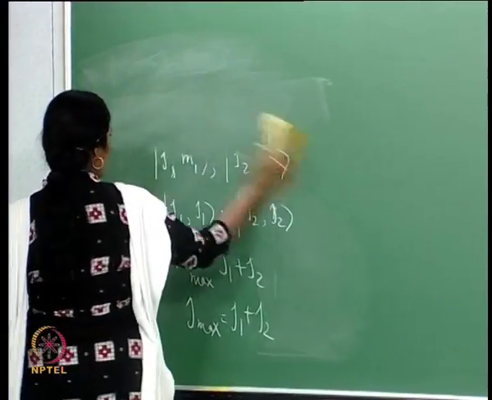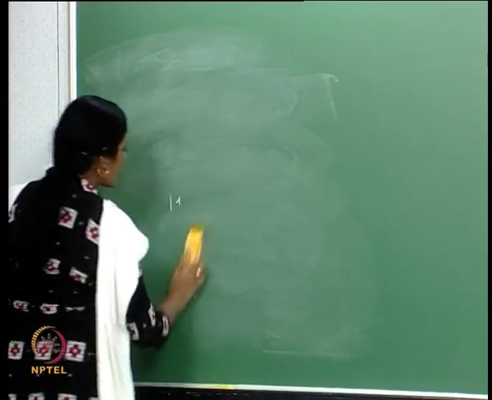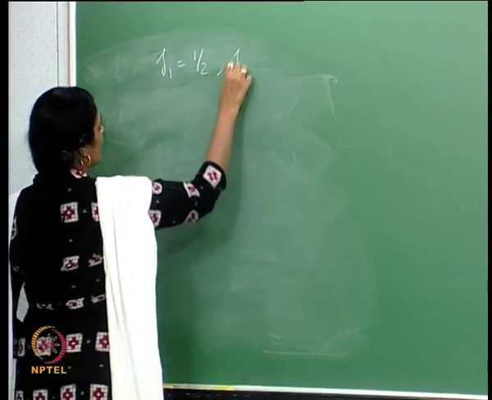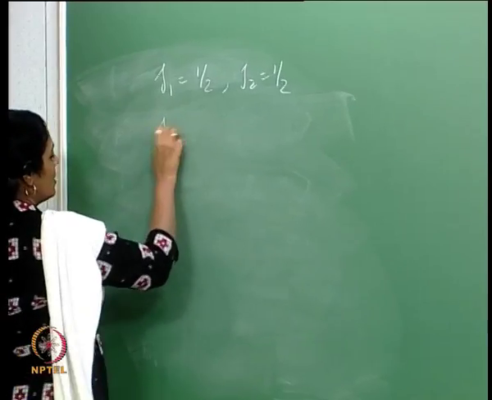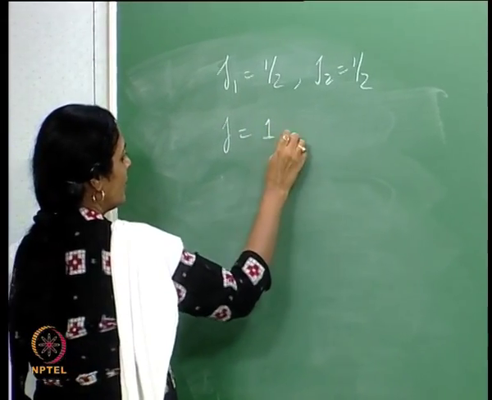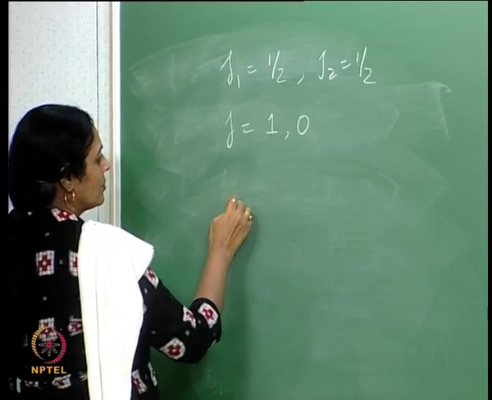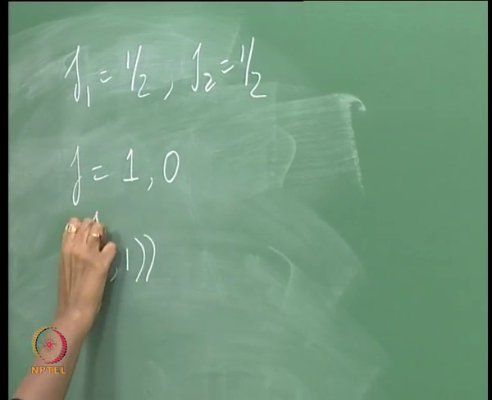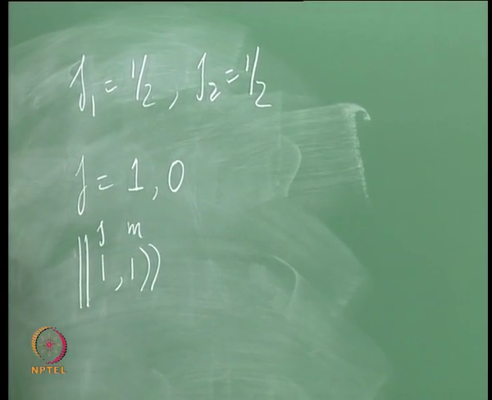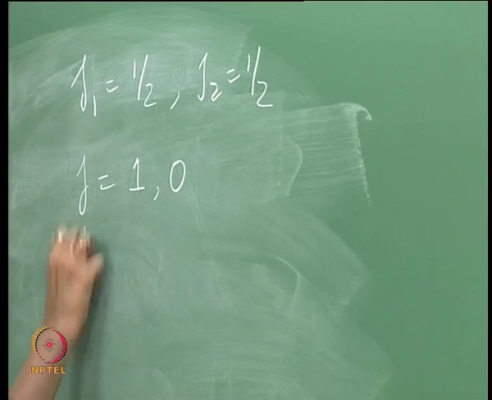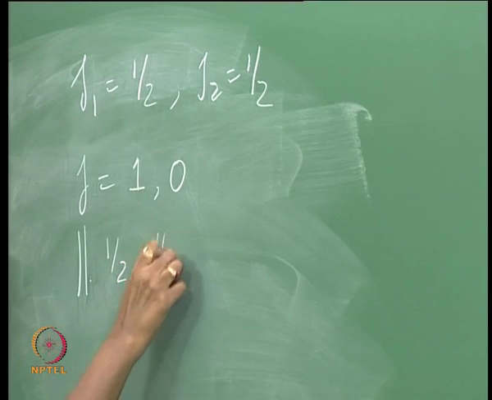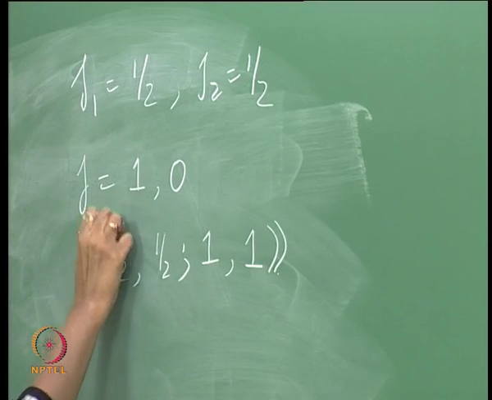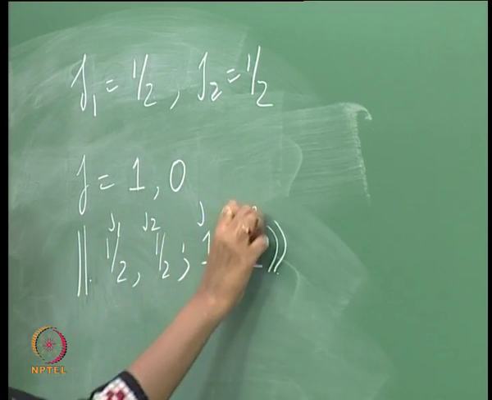So, let me look at a simple example combining 2 spin doublets. J1 is half, J2 is half. So, J is 1 or 0, and therefore, the coupled basis states are 1 comma 1, this is J, this is M. Of course, I should write J1, J2, J, M. So, let us do that. Half for J1, half for J2, J is 1, M is 1. So, this is J1, J2, J, M.